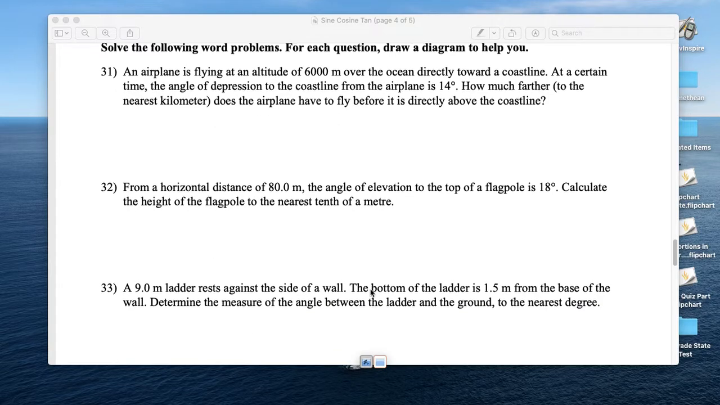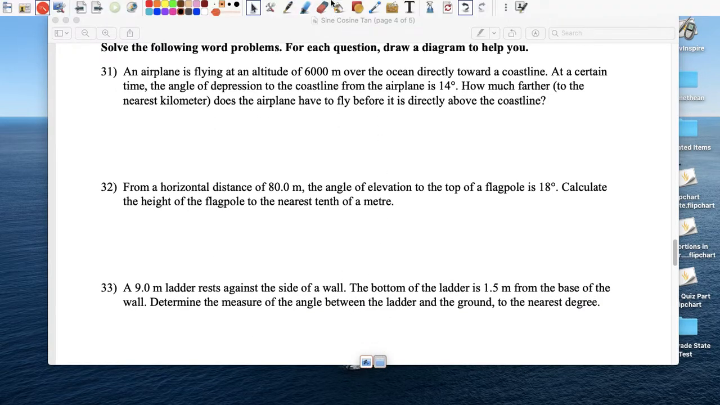And the word problems. First one. Did we do the first one? Yeah, I thought we did the first one. Here's an airplane, and the altitude, the height, we already know, 6,000. Over the ocean, directly over a coastline, at a certain time, the angle of depression to the coastline of the airplane is 14 degrees. How much further to the nearest kilometer does the airplane have to fly before it's actually over the coastline? So 14 degrees, not that much, right? So let's imagine that's 14 degrees.